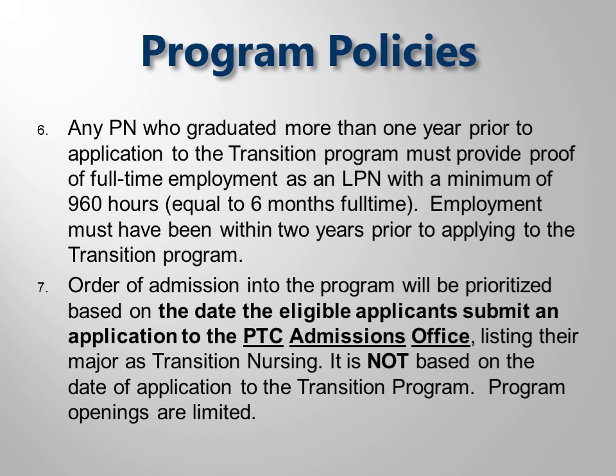Policy number 6 states that any practical nurse who graduated more than 1 year prior to applying to the transition program must provide proof that they have been working as a PN. You must have worked as a PN sometime within the past 2 years with a minimum of 960 hours of practical nursing employment. Once accepted into the program, you will be required to provide a letter from your employer to verify your employment. As we look at number 7, we learn how the available seats in the program are awarded.